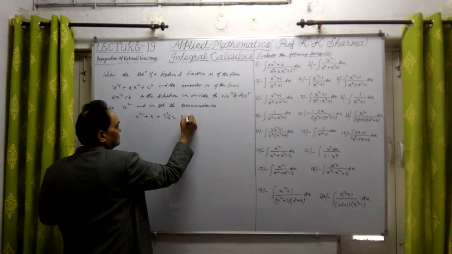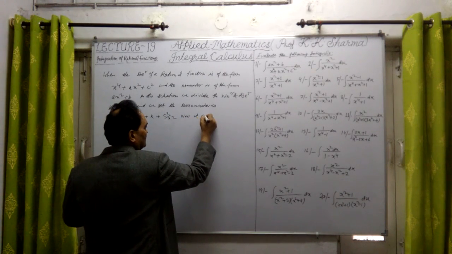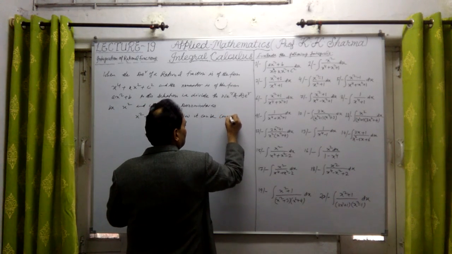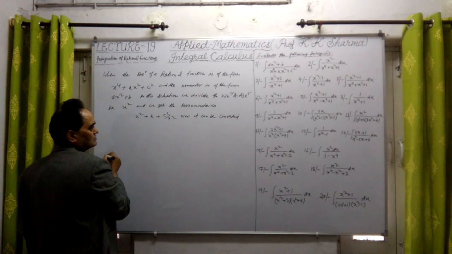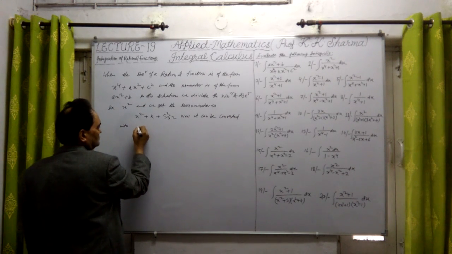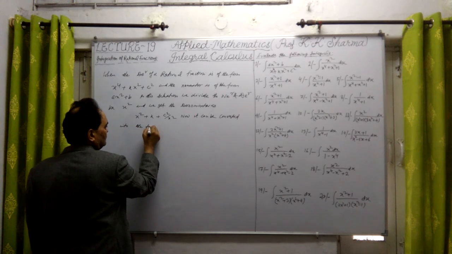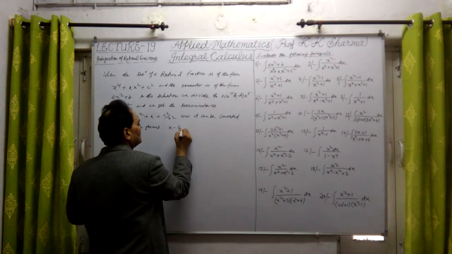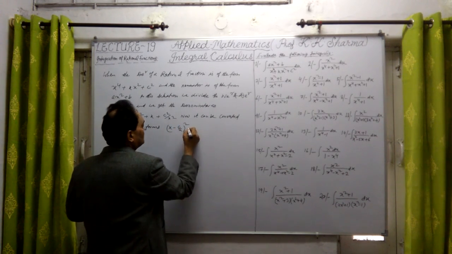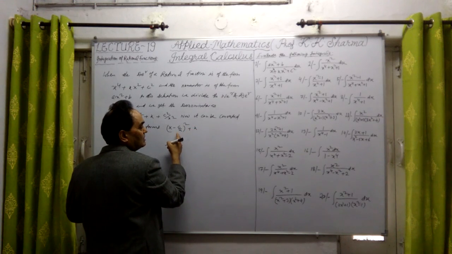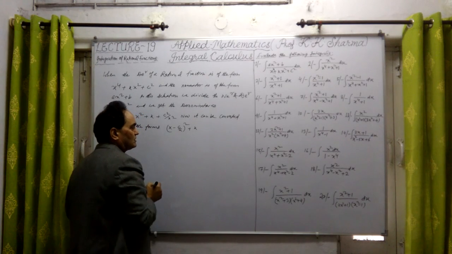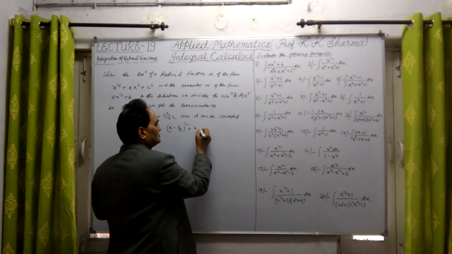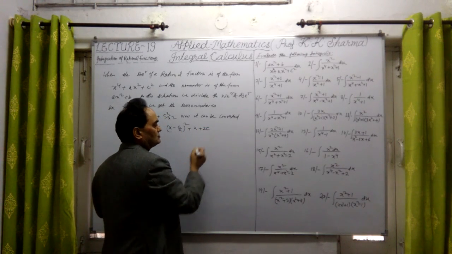Now it can be transformed or converted into the form. What are those forms? If I write x minus c upon x whole square, if we take the minus sign here, we will have the middle term minus 2c. We have to subtract that by adding 2c.